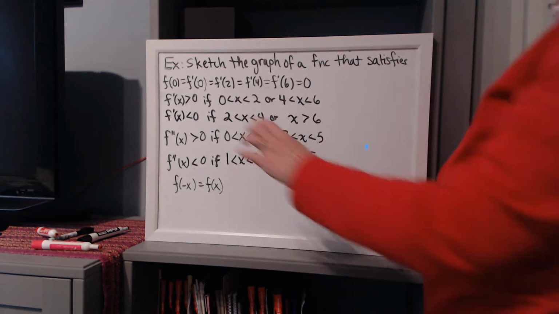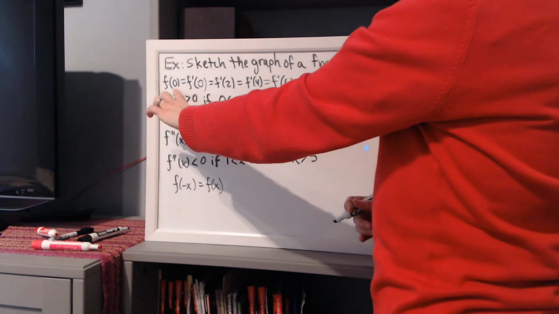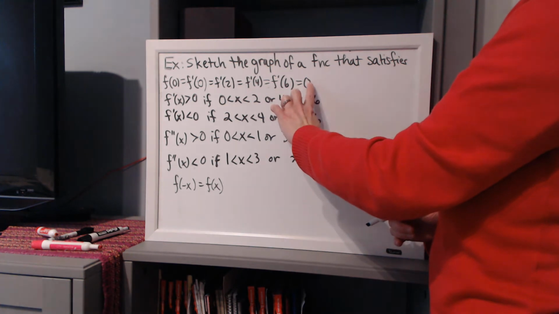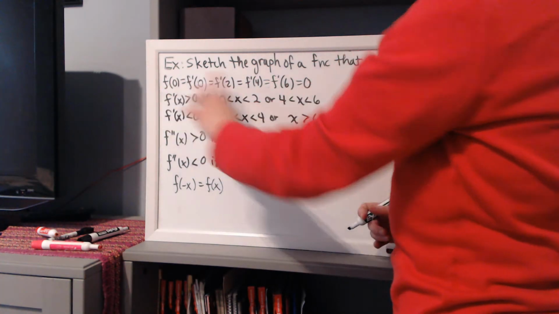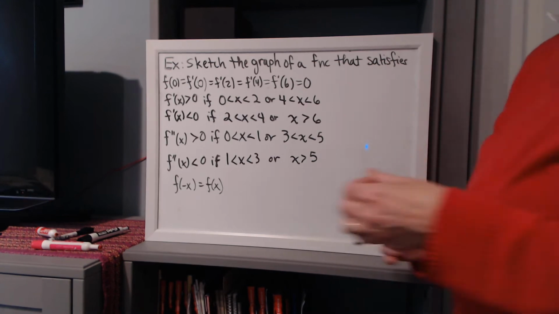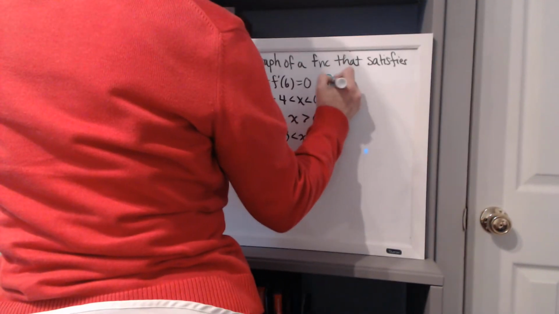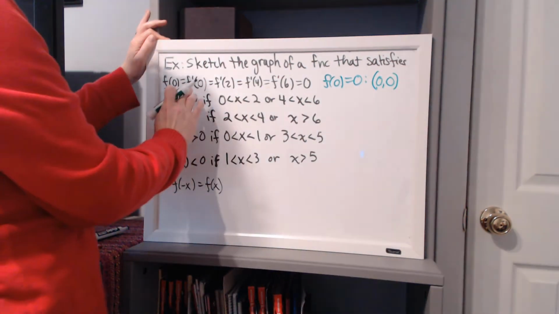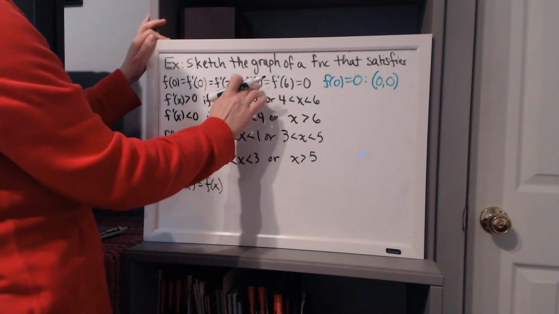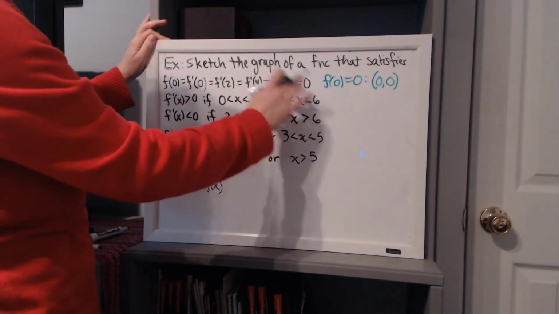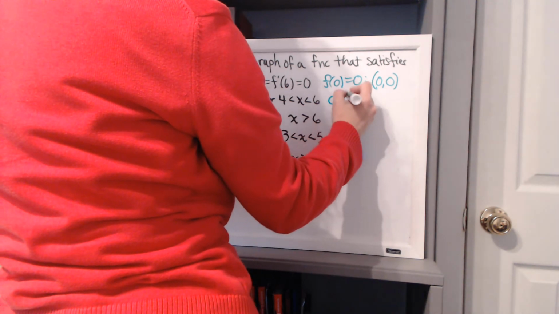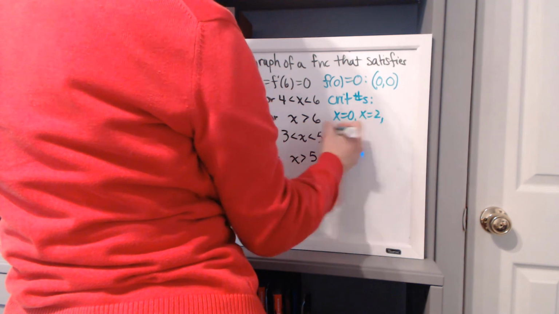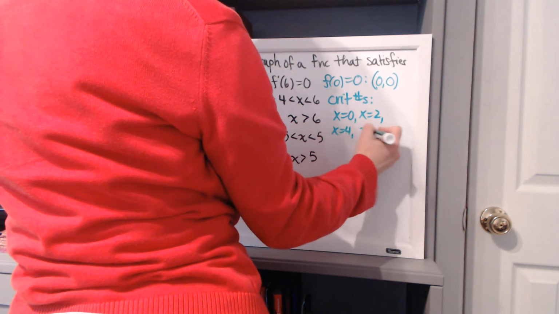So first off, this first row, we have f of 0 equal f prime of 0 equal f prime of 2 equal f prime of 4 equal f prime of 6. All of those are equal to 0. Now, one of those, f of 0 equals 0, tells us we get a point on the graph. So we have f of 0 equals 0, and that point is (0, 0). The other ones, f prime of 0, f prime of 2, f prime of 4, f prime of 6, all of those equal 0, tell us that our critical numbers are x equals 0, x equals 2, x equals 4, and x equals 6.